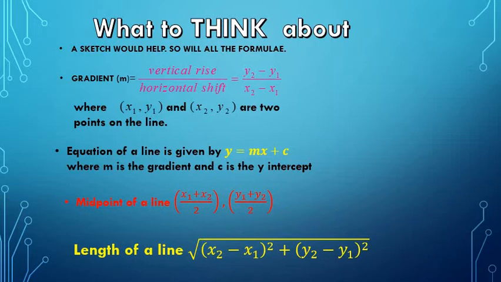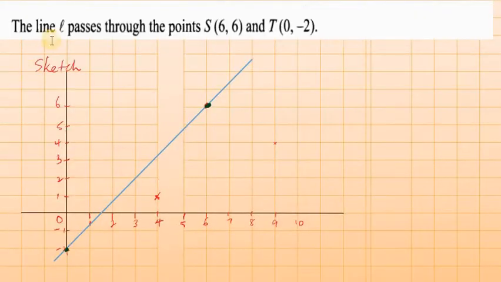Now let's get into the question. The line L passes through the points (6, 6). So 6 along the x and then 6 going in a vertical direction will give me this point here. Let us call this point S.